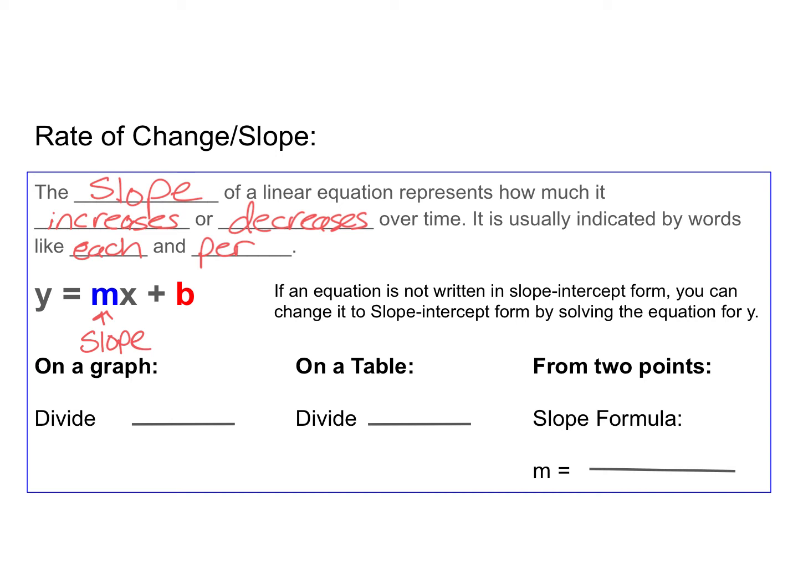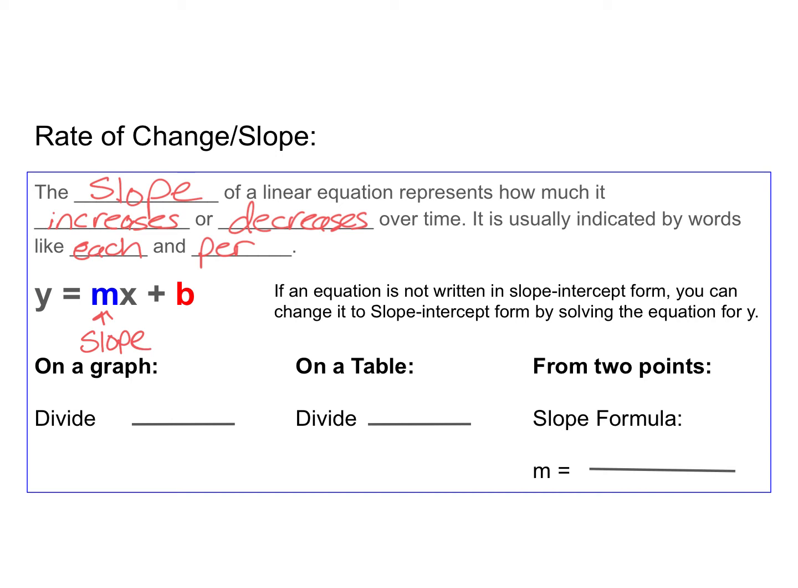If you don't have an equation and you're having to figure out the slope from a graph or a table or from 2 points, there are really 3 different ways we do that. All of them involve division, but there's 3 ways that we do that division. So on a graph, you choose 2 points. I call them stop sign points. We'll do that in a minute.